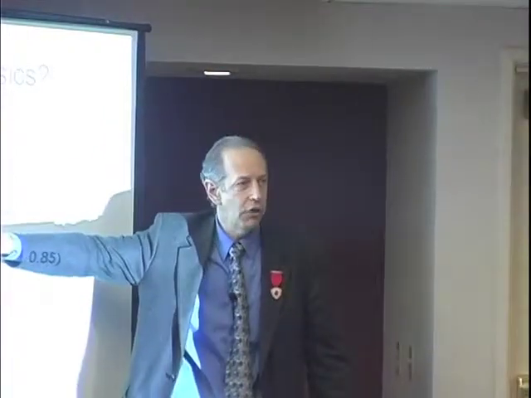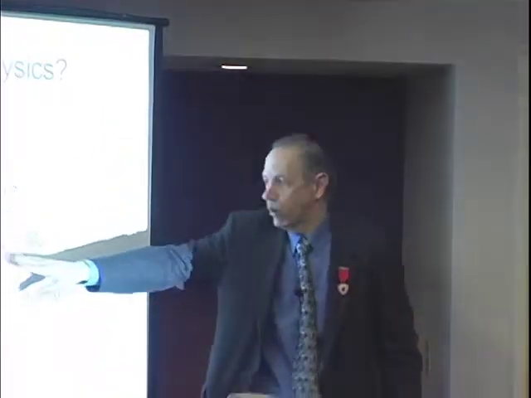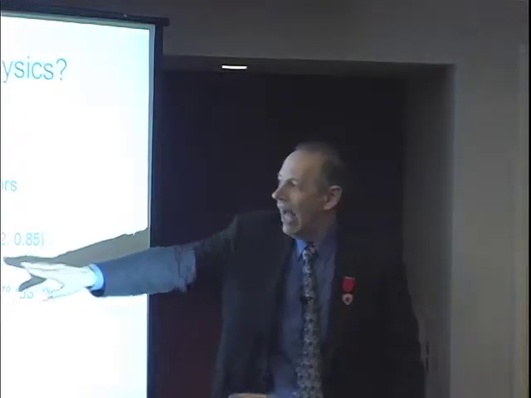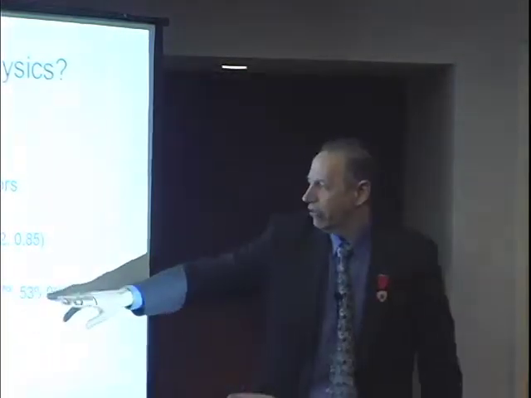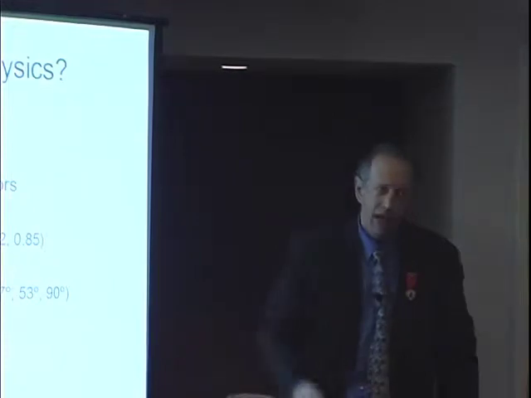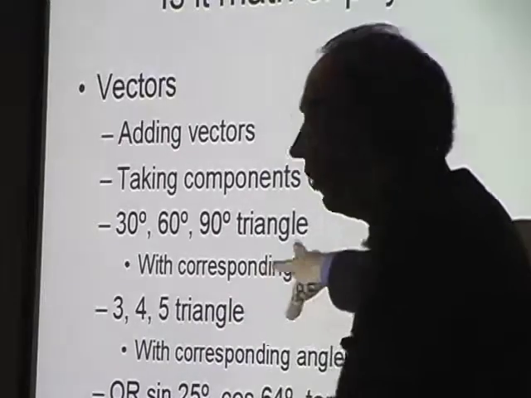I would tell you that you can do all the physics necessary if you limit yourself to 30, 60, 90 triangles with corresponding sides of 1, 2, and 0.85, and 3, 4, 5 triangles with corresponding angles 37, 53, and 90 degrees. That's a lot of stuff. That's a lot of choices. You can have the 30, 60, 90 triangle this way, or you can have it that way. They'll know how to do the vertical and horizontal component, but they'll know it's always 3, 4, 5, or 30, 60, 90.